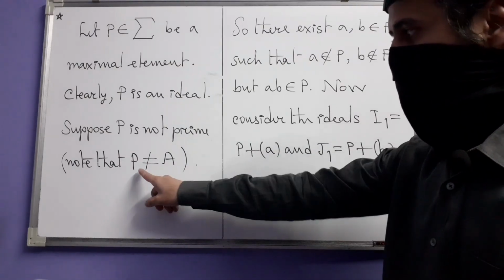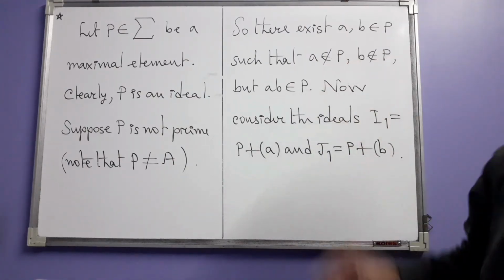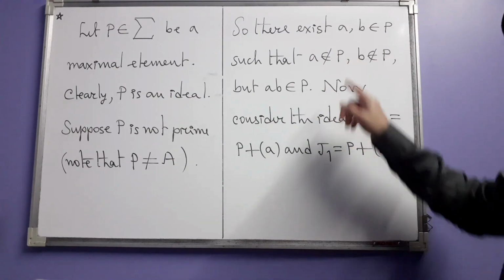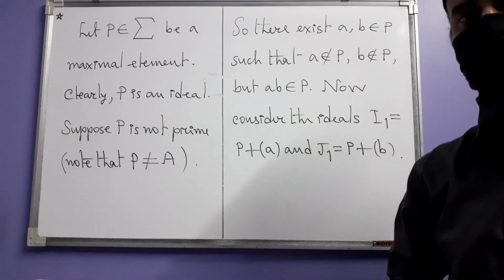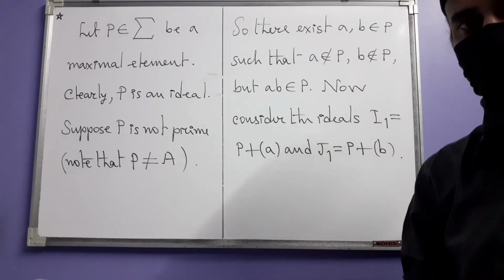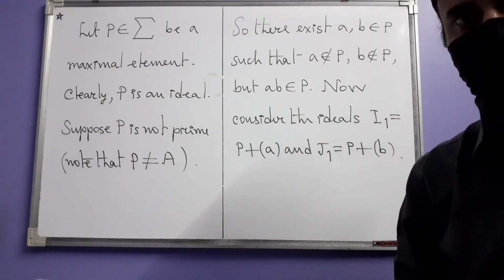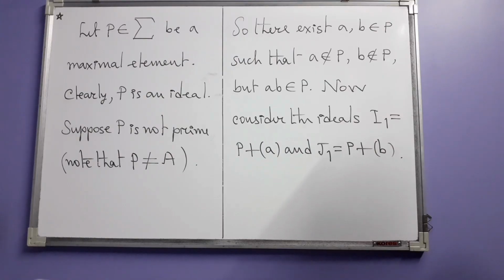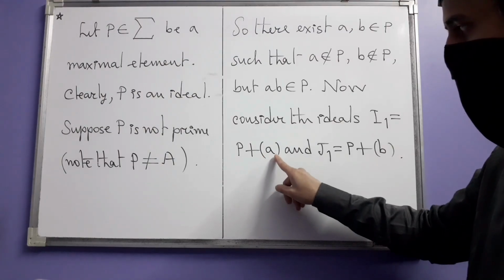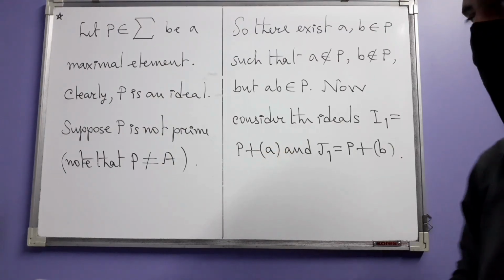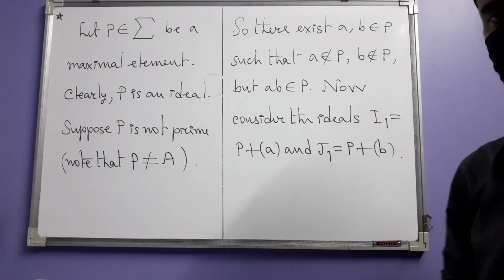So, because P is already a proper ideal and we are saying that it's not prime, that means the condition for primality should be violated. So we will find elements A and B, neither of which belongs to P, but their product belongs to P. This goes against the condition for primality. Primality says that if such a product belongs to P, then at least one element has to belong to P. Now what we do next, we consider the following ideals: the sum of P and the principal ideal generated by A, and the sum of P and the principal ideal generated by B. Say this one is I1 and this one is J1.